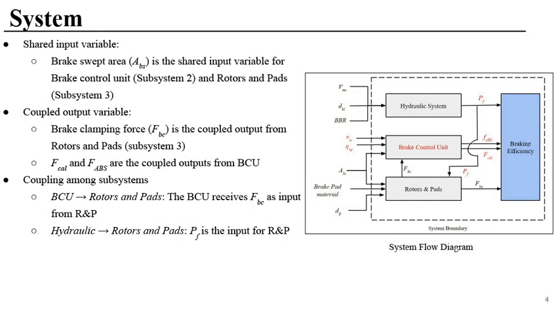The shared variable is the brake swept area ABS between subsystems 2 and 3. The coupled output variable is the brake clamping force FPC from subsystem 3. Additionally, FCAL and FABS are the coupled outputs from subsystem 2. This can also be seen through the system boundary diagram.